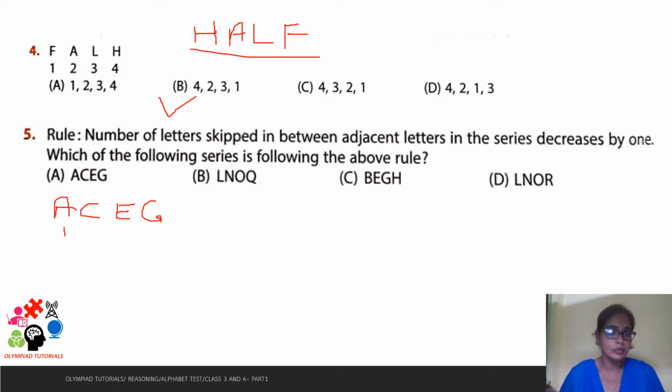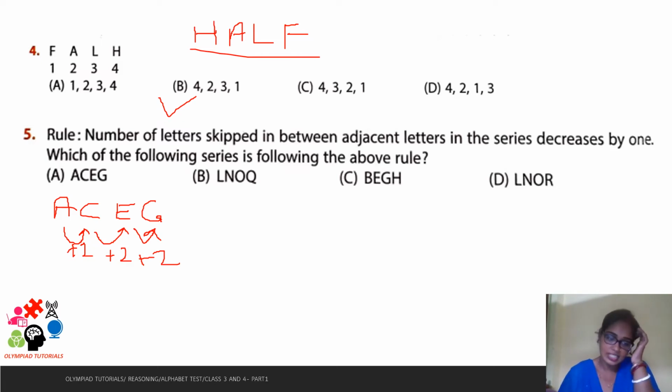So from A to C, if you move, you will have to move plus 2 letters. Okay. A, B, C means plus 2. And then C, D, E. Here also you get plus 2. E, F, G. That means here again you have plus 2. Okay. So here you cannot implement this rule. So your option 1 is going to be incorrect.